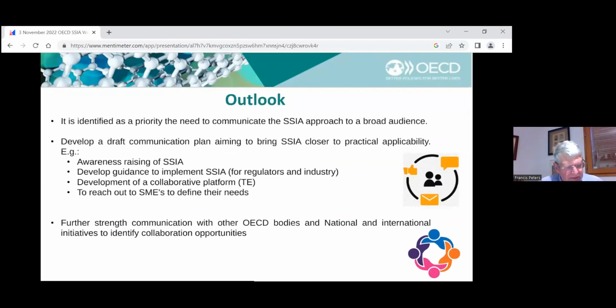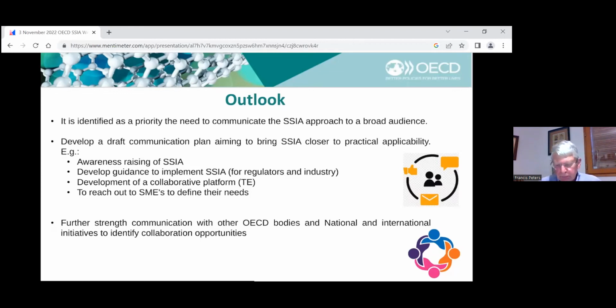It is identified as a priority the need to communicate the CA approach to a broad audience. There is a need also to develop a draft communication plan aiming to bring CA closer to practical applicability. And this could contain, for example, awareness raising of CA, developing guidance to implement CA, development of a collaboration platform to reach out to SMEs and to define the need. It's also important to further strengthen communication with other OECD bodies and national and international initiatives to identify collaboration opportunities.